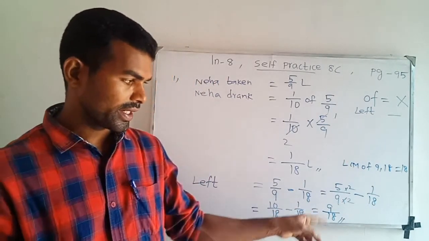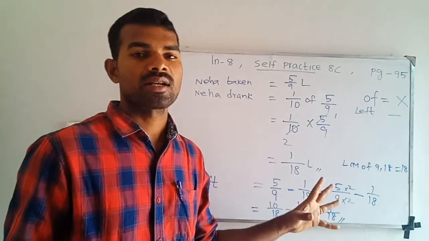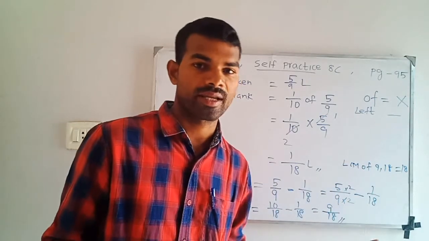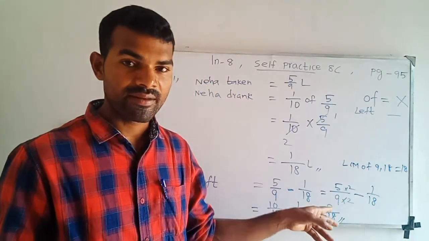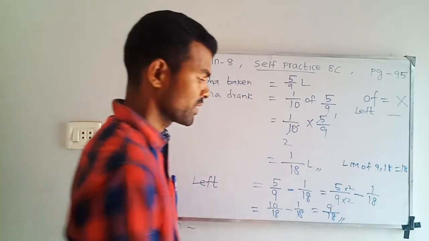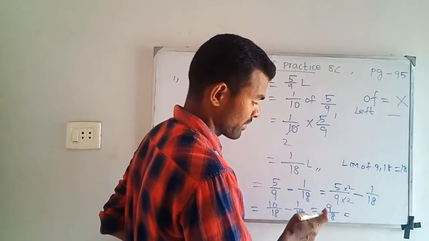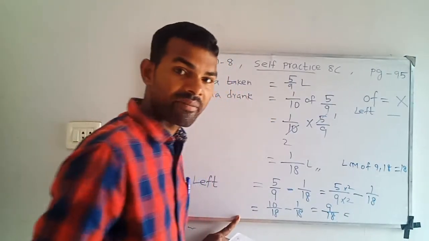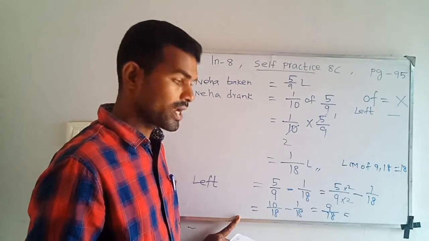So 9 by 18. This is 9 by 18. At last, in the answer, how will we write? If there is any common factor, we will cancel it and write in the simplest form. Look at this. This is not in the simplest form. 9 and 18 can both be divided by 1, 3 and 9.